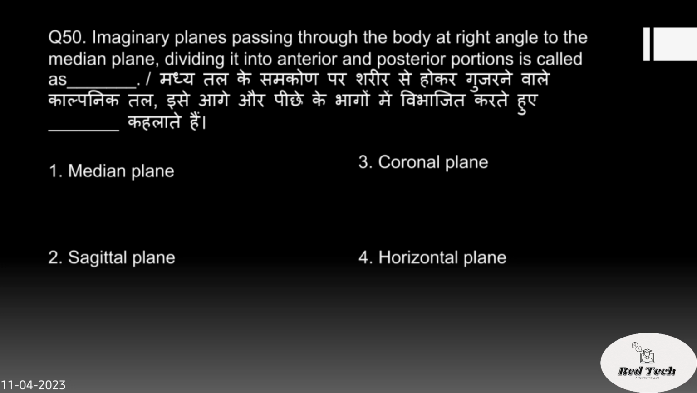As I have discussed in the previous questions also, if you have watched that video, the imaginary plane that divides the body into up and down is called the horizontal plane, and the imaginary plane that divides the body into right and left is the sagittal plane. And this question asks about the imaginary plane that divides the person into anterior and posterior portions. So the right answer is coronal plane. Coronal plane basically divides the body into two parts, anterior and posterior.